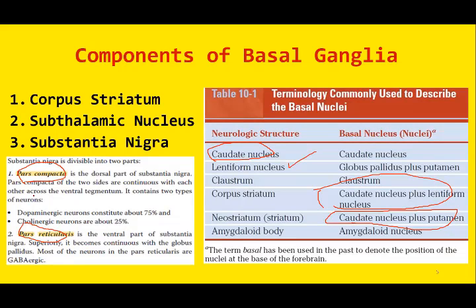These are the two subdivisions of substantia nigra, where pars compacta is responsible for release of dopamine neurotransmitter. The primary secretion from pars compacta is the inhibitory neurotransmitter dopamine, whereas pars reticularis is responsible for release of another inhibitory neurotransmitter, GABA, where GABA stands for gamma amino butyric acid.